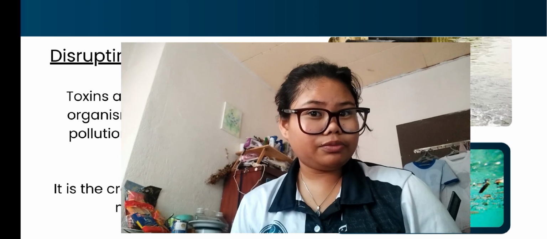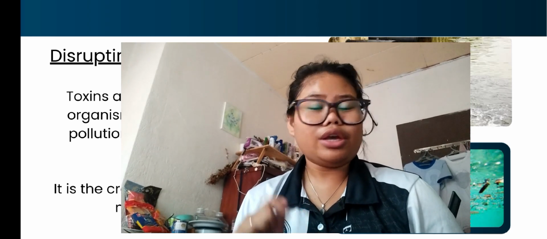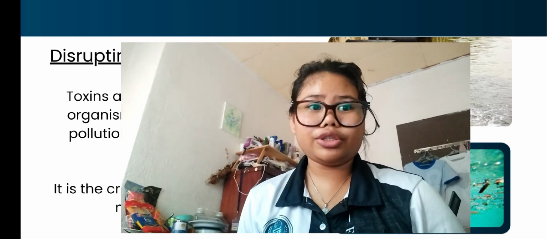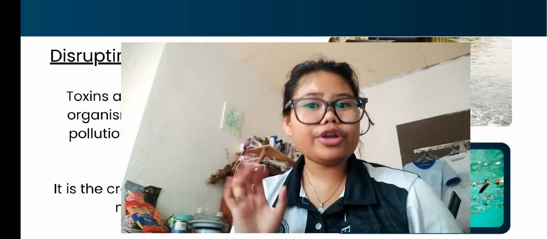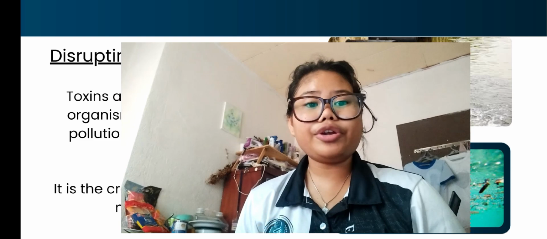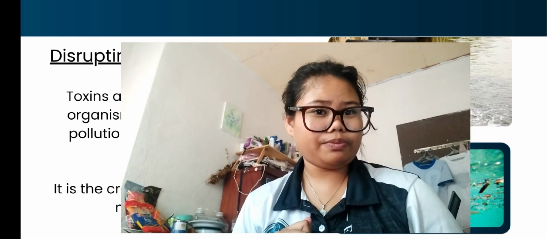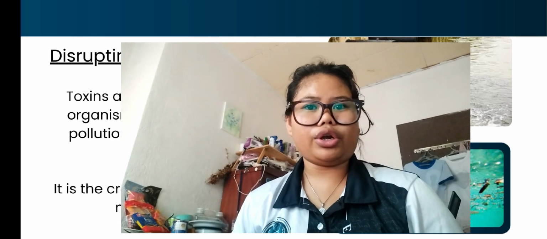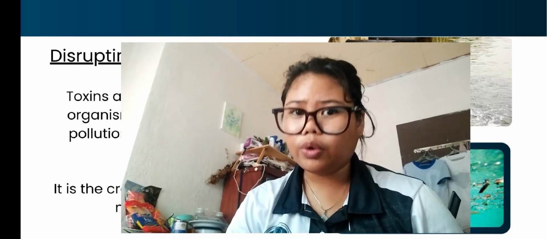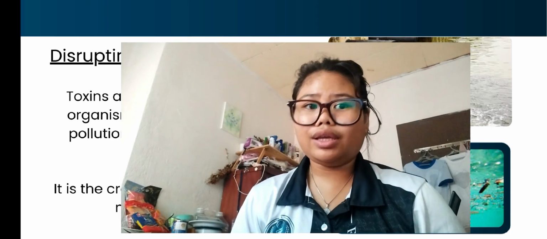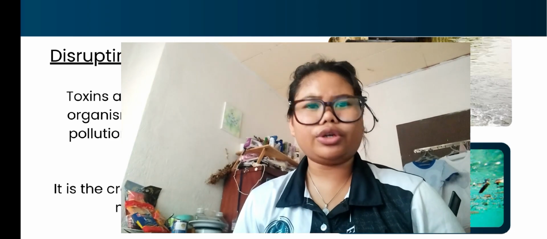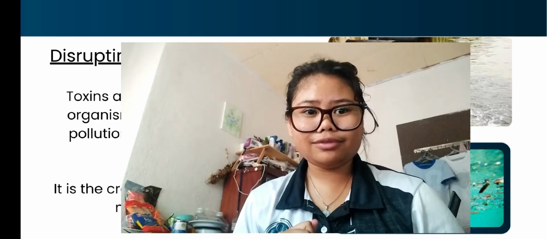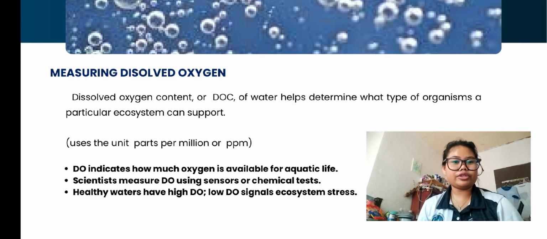For example, pollution can cause dead zones. These are areas in the water where there is no or not enough oxygen for fish or other creatures to survive. Another example is nutrient pollution. When too many nutrients like fertilizer get into the water, this causes algae to grow, and when algae die and rot, they use up the oxygen in the water, again making it hard for living things to survive. So let's now proceed to measuring dissolved oxygen.